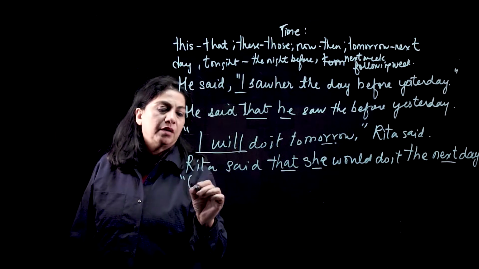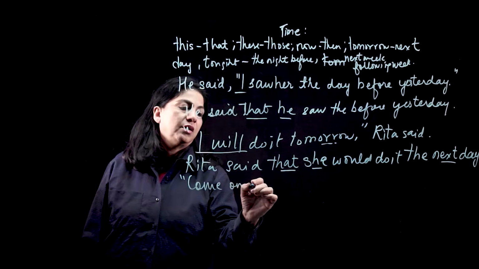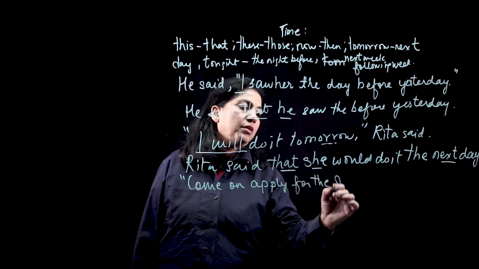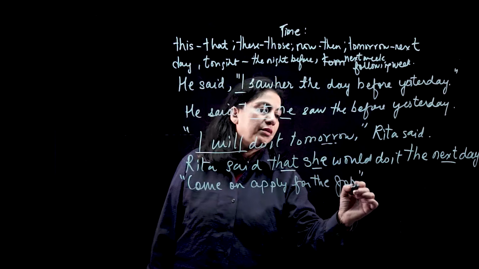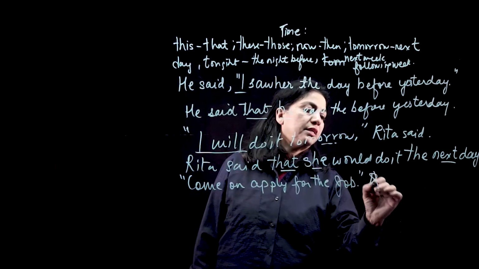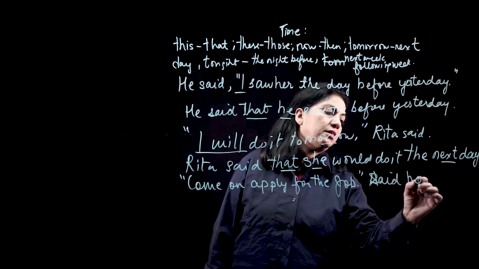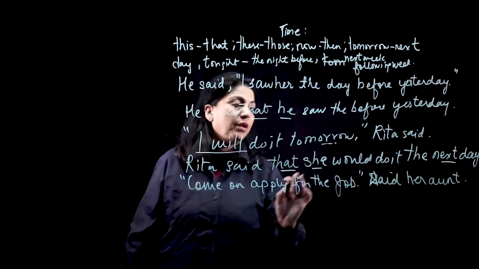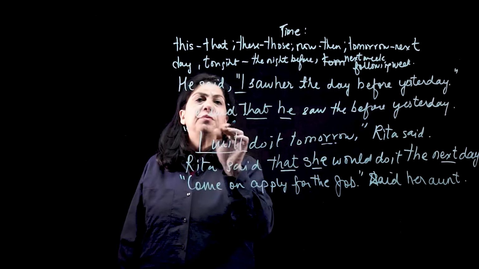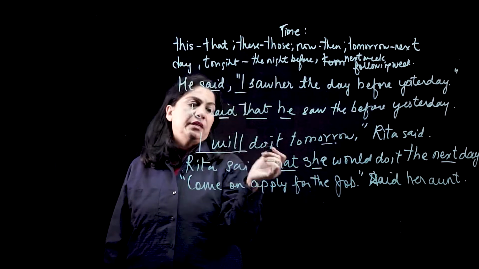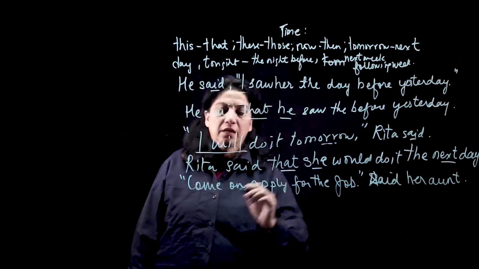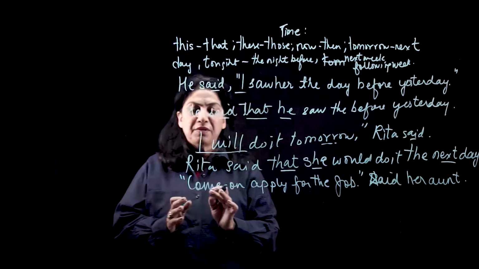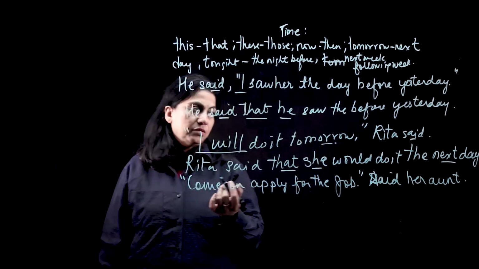Come on, apply for the job, said her aunt. This is our direct statement. Now we are going to take care of the reporting verb. The reporting verb right now was said. Now we have to see what kind of sentence this is. Come on, apply for the job, said her aunt. That means she is encouraging her. She could be advising her.